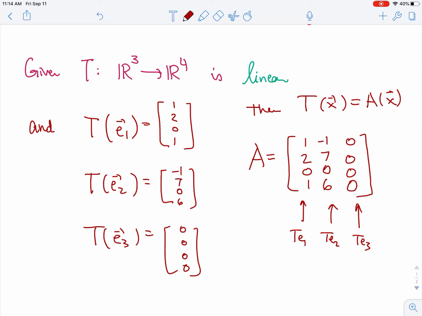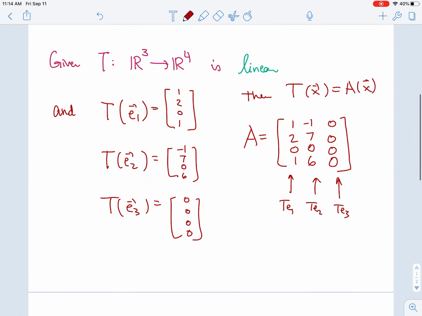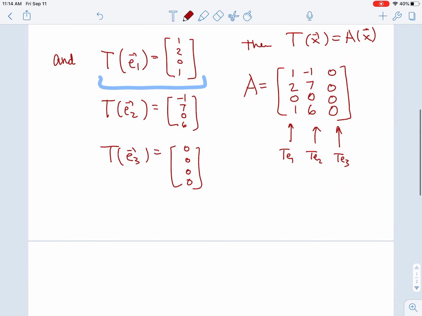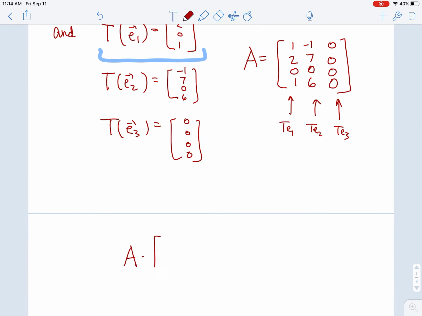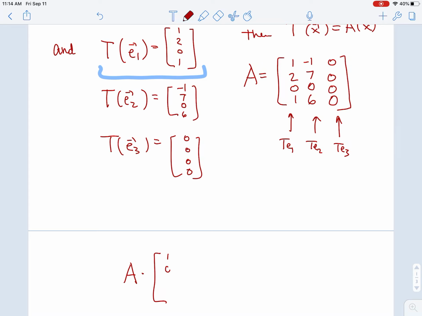Okay? And so if we're given this sort of data, that's how we put these pieces together. And let's just check. We know that T of E1 is supposed to be 1, 2, 0, 1. Well, let's just try it. Let's just multiply A times the vector 1, 0, 0, which is E1. Oops, sorry, I put an extra 0.